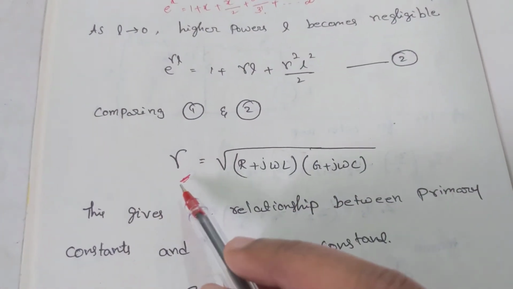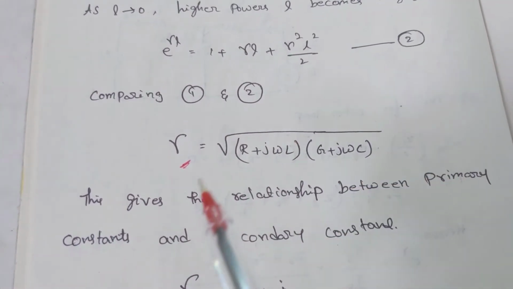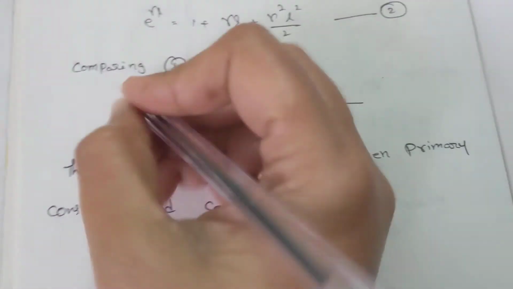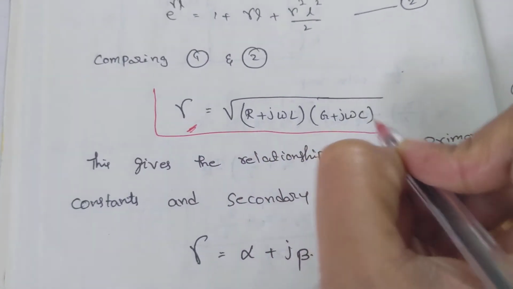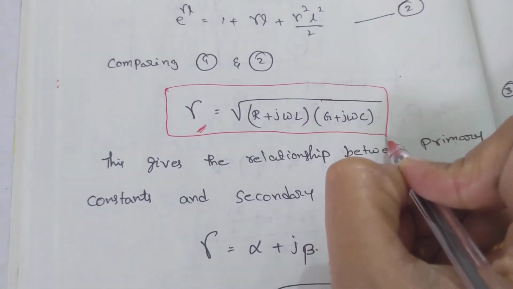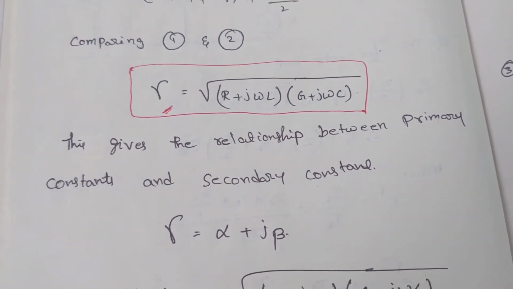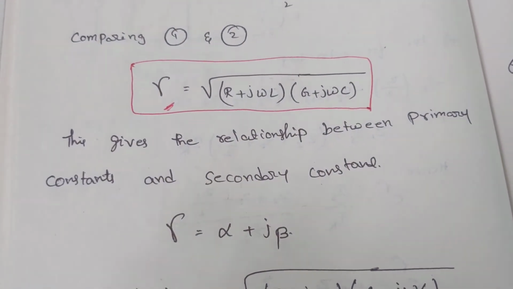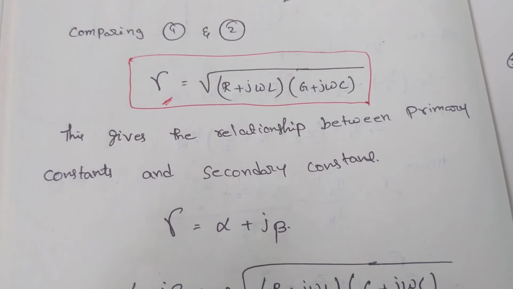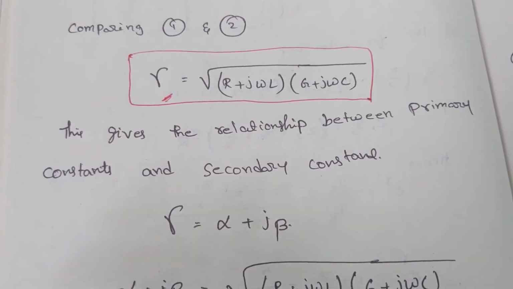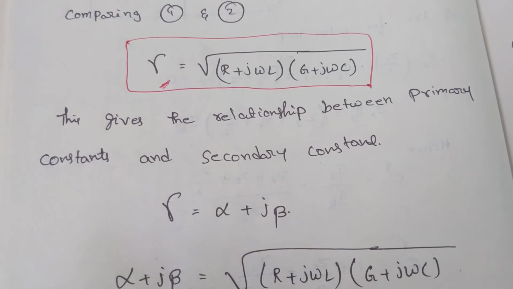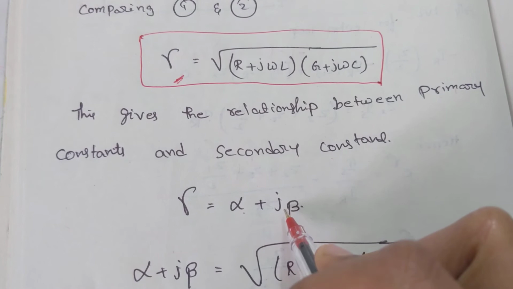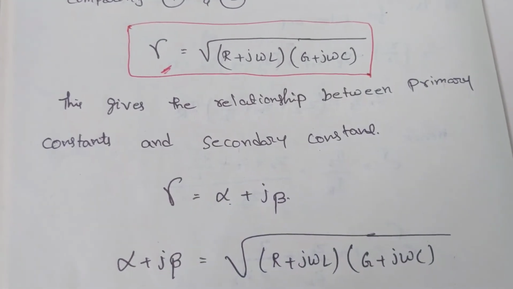Your propagation constant, you are getting the relationship in terms of secondary constants. Okay, so up to this, the derivation of propagation constant is completed. So for further secondary constants, nothing but your attenuation constant and phase constant, that is alpha and beta, if you want to solve those rest of two parameters, those two things will be related to your propagation constant.